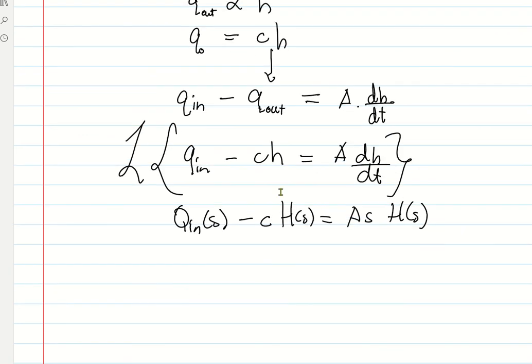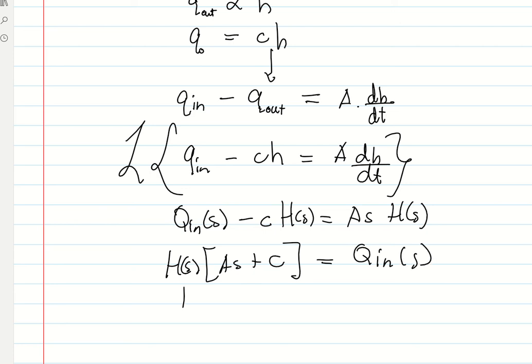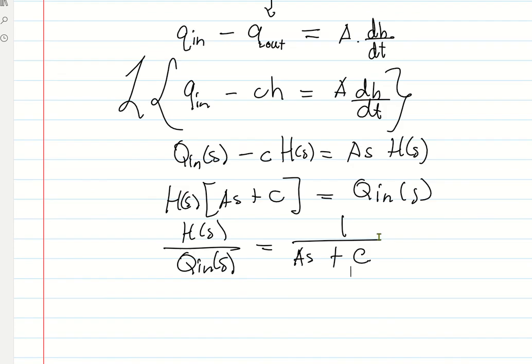Then rearrange it again. We want output over input. Our output, remember, is H. So I need to move this one to the other side, then factor out that H. So we have H times A S plus C, and this should be equal to the input. Then output over input, H of S over Q in, will be equal to 1 all over A S plus C. And this is a first order system.